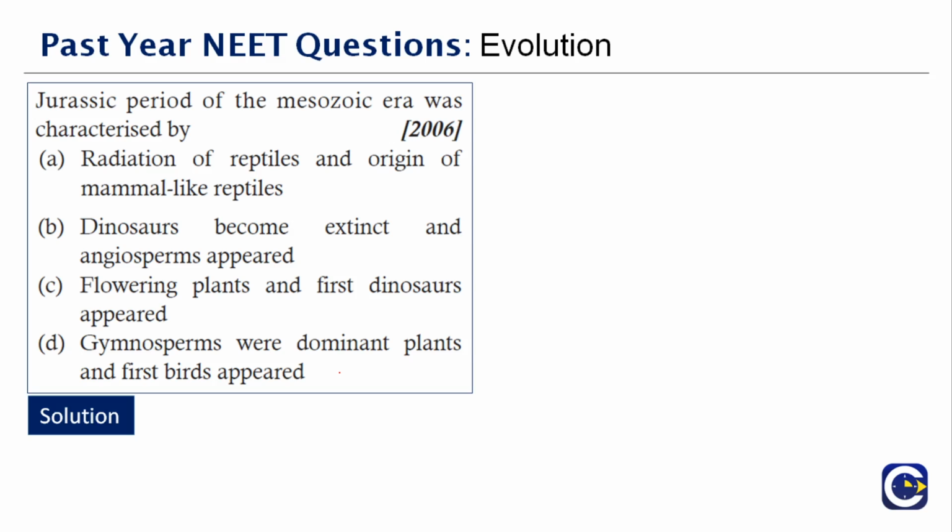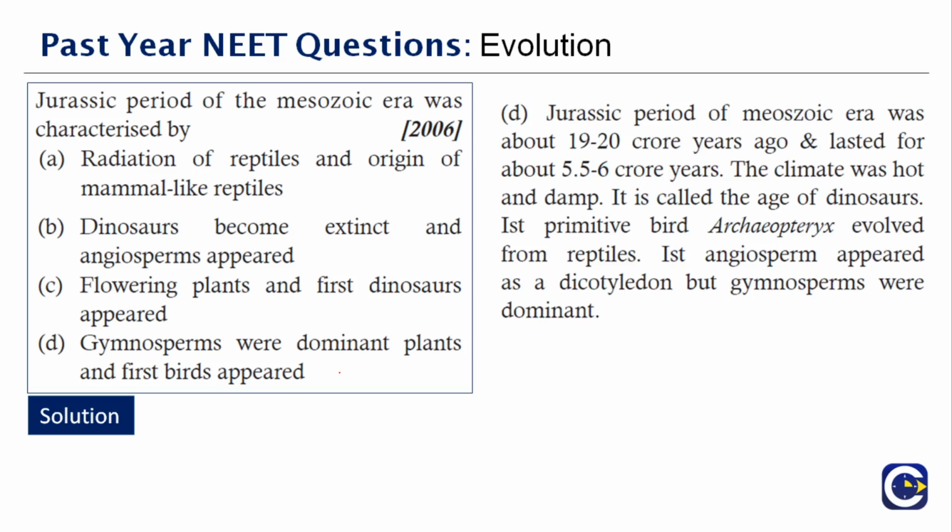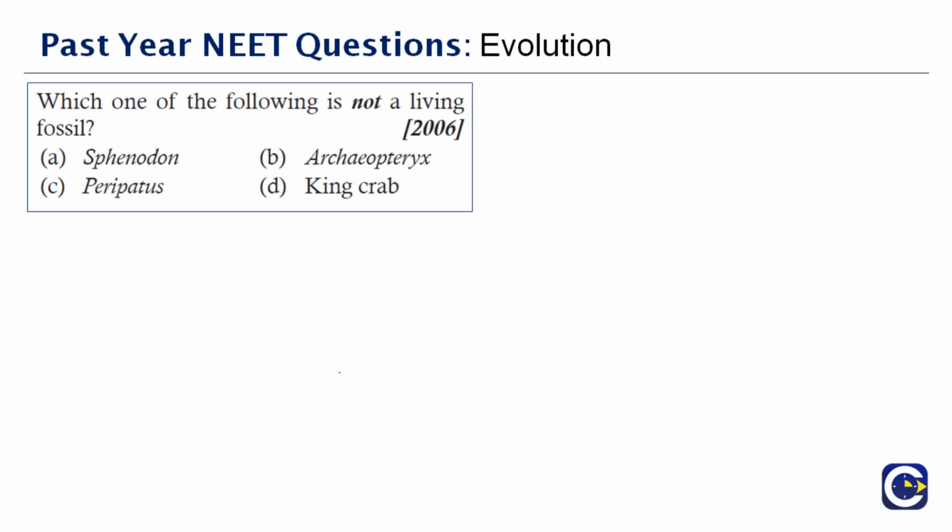The first primitive bird, so you have an example here, called Archaeopteryx, evolved from reptiles. The first angiosperm appeared as a dicotyledon, but gymnosperms were dominant. So now you should know what the answer is. D. Gymnosperms were dominant plants and the first birds appeared during the Mesozoic era. It was characterized by these two things. Fine, now let's move to the next question here. Which one of the following is not a living fossil?